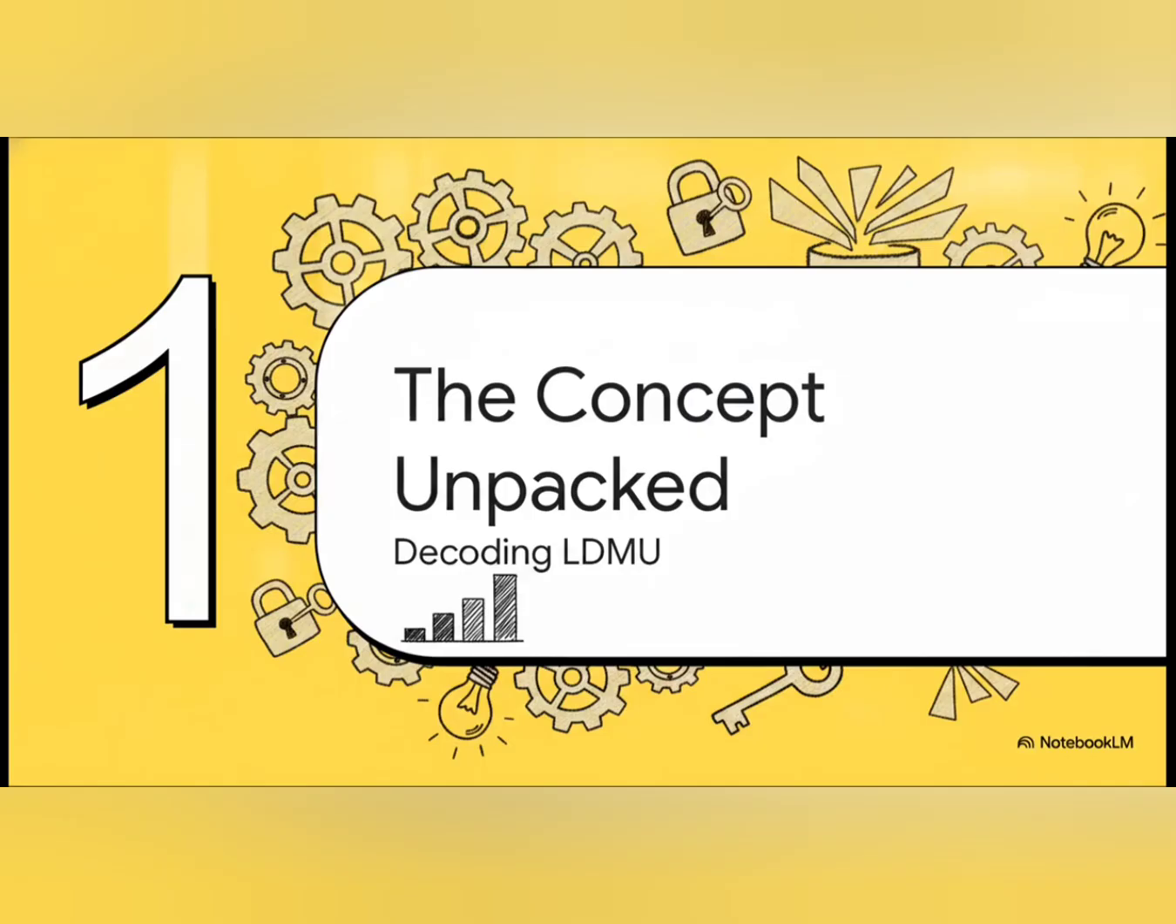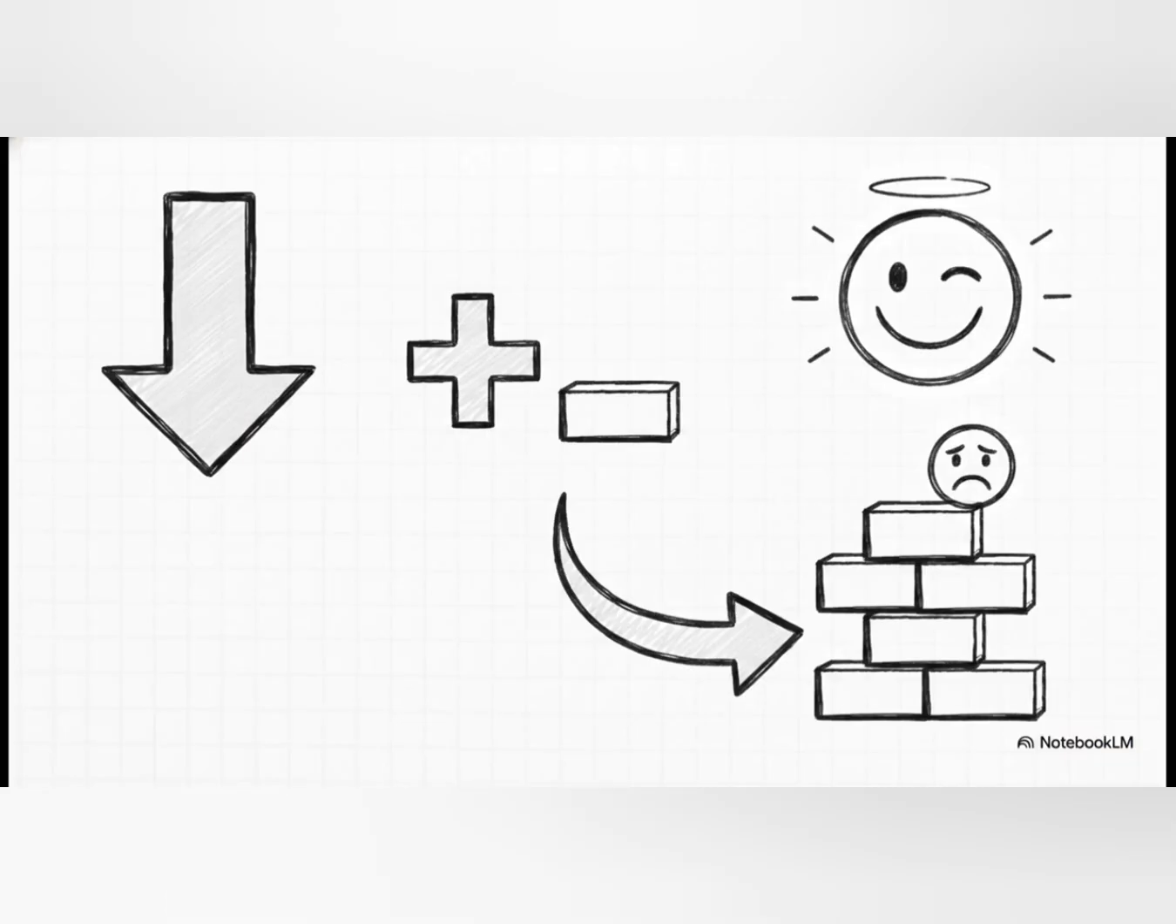Section 1. The concept unpacked. Decoding the acronym LDMU. Okay, before we look at any dense economic textbook definitions, we need to demystify the terminology itself. In economics, big, intimidating terms usually just mask really simple everyday ideas. So let's break it down.